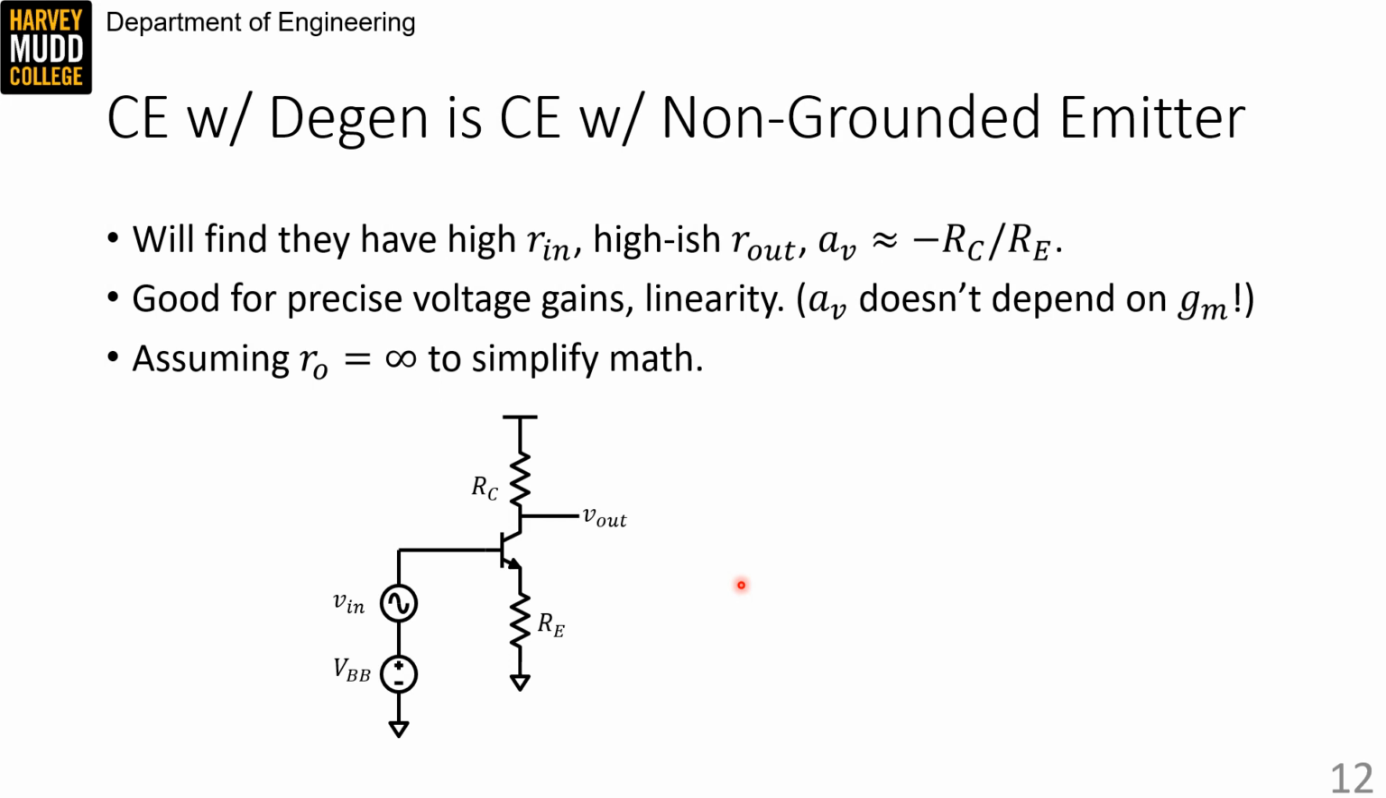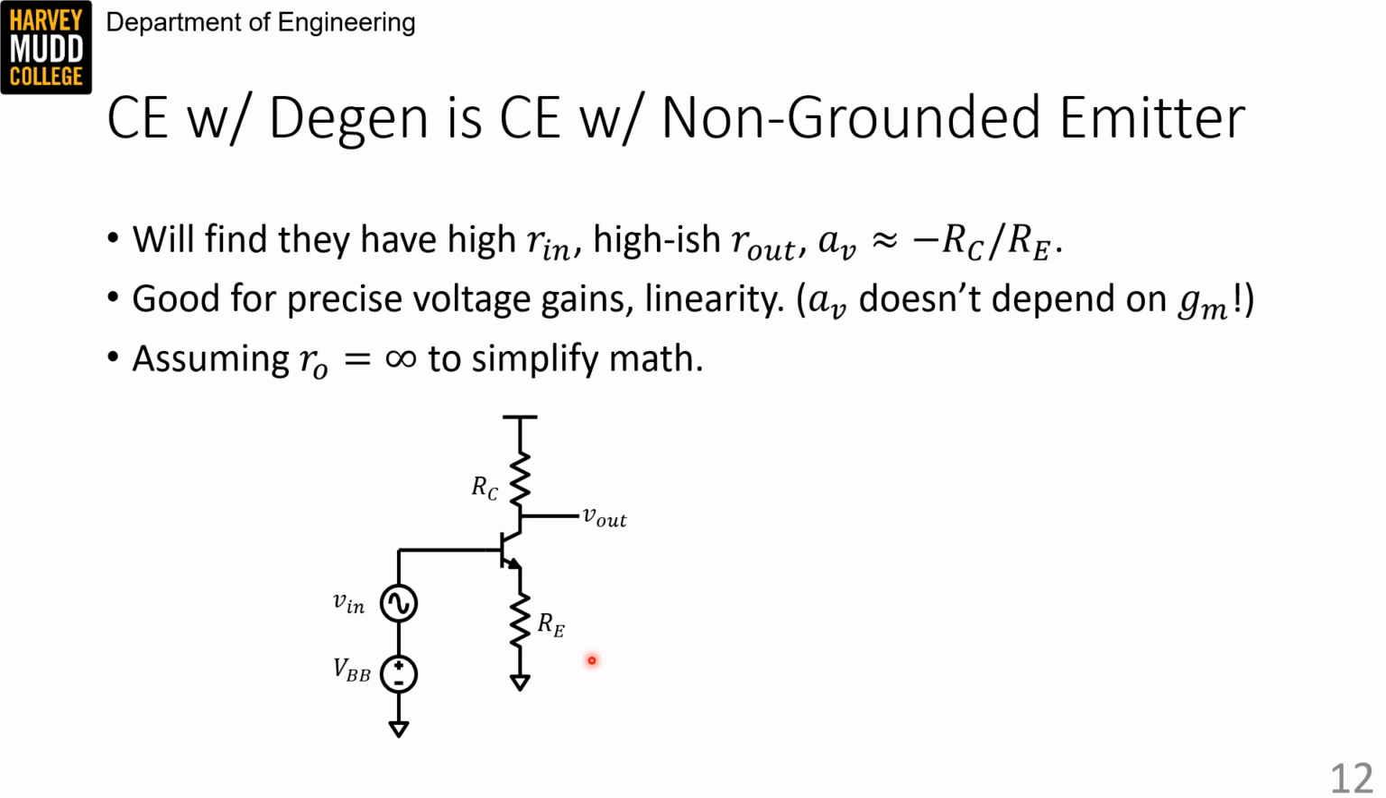The common emitter with degeneration is a common emitter with the bypass cap on the emitter node removed. So here we have RE to ground without the parallel cap. That means the emitter is no longer grounded. We'll find that the common emitters with degeneration have high Rin, fairly high Rout, and an AV that is the ratio of the collector resistor to the emitter resistor.